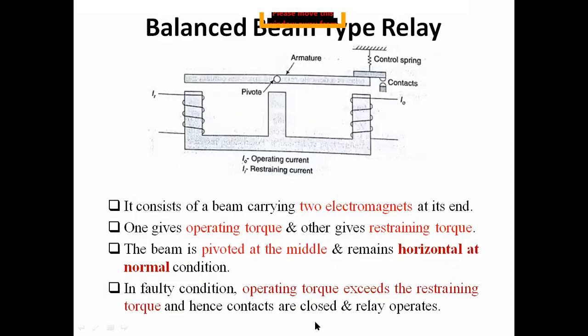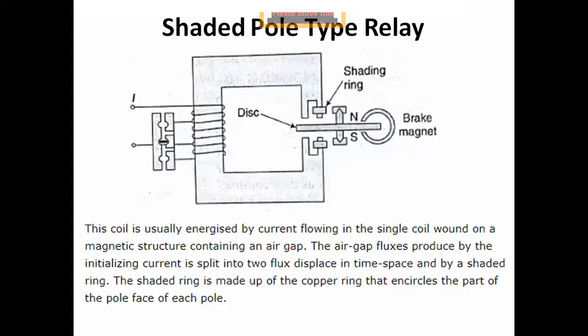induction type relay. Now, the induction type relay is again categorized into induction disk type and induction cup type. Induction disk type is again classified into two categories: shaded pole type relay and watt-hour meter type relay. So first I am going to discuss the shaded pole type relay. How will it operate?